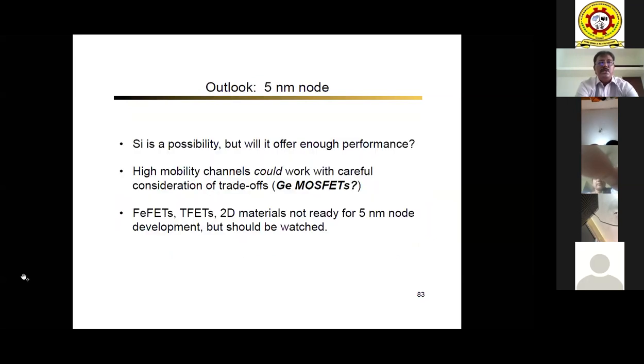So silicon is still a possibility, but will it offer enough performance, okay, at the 5 nanometer node and beyond? And as I said, right now, the 5 nanometer node implemented by Samsung and TSMC is actually using FinFET, GAA gate-all-around and SOI technology. That is a combination of these three models. High mobility channels could work with careful consideration of trade-offs, germanium MOSFETs, maybe. Ferroelectric FETs, TFETs and 2D materials are not ready for 5 nanometer node development, but should be watched.